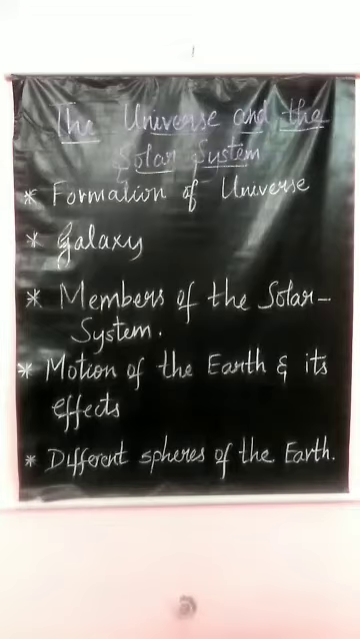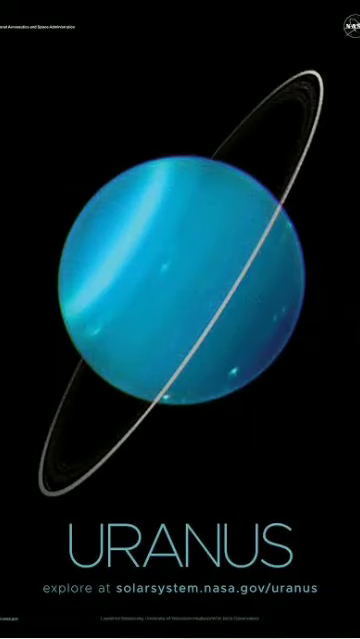Which is the somersaulting planet? Yes, Uranus. Uranus is the seventh planet from the Sun. It was the first to be discovered with a telescope by the astronomer William Herschel in 1781.